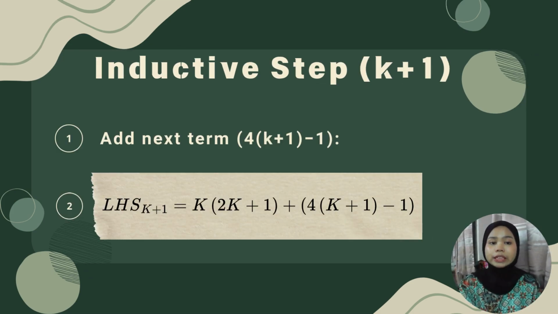To go from k terms to k plus 1 terms, we need to add the next odd-looking number. That's 4 times the quantity k plus 1 minus 1. So starting from the left-hand side for k, we add 4 times the quantity k plus 1 minus 1 and simplify. This will help us see if we can obtain the formula for k plus 1.